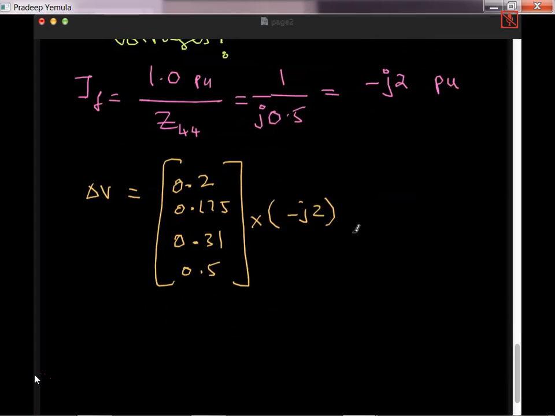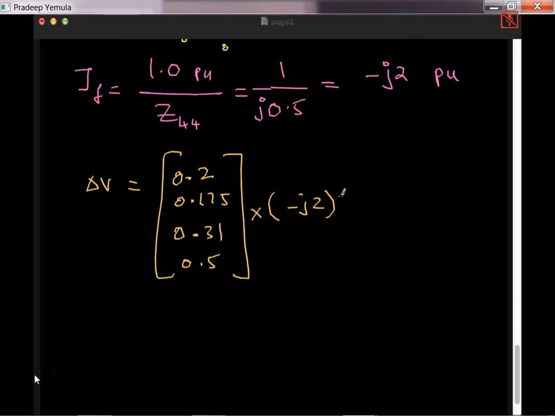Okay, so now if I do this, I'll get the delta V. So what is that? Minus j2 into 0.2 is minus j0.4. By the way, these are all also having j's. So j into j is minus 1 and the minus will get cancelled. Actually, I have to delete this j.